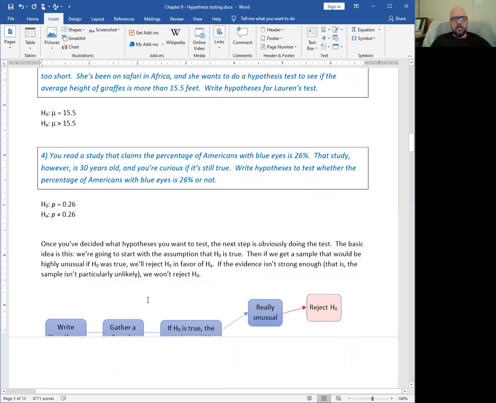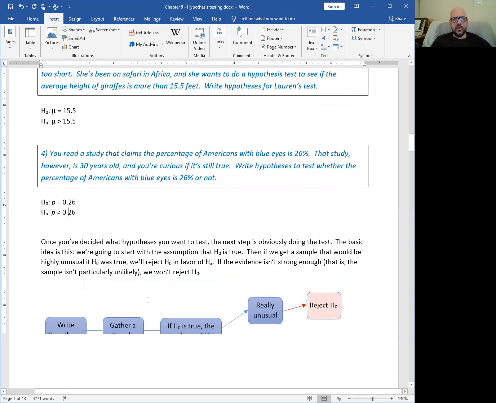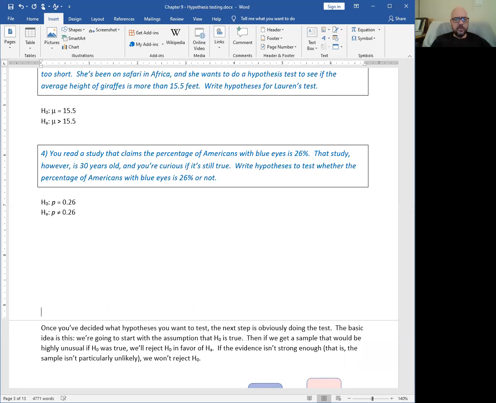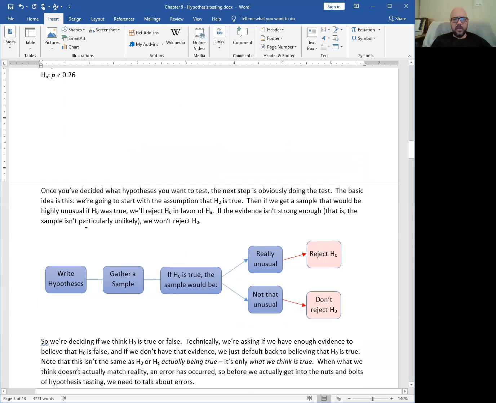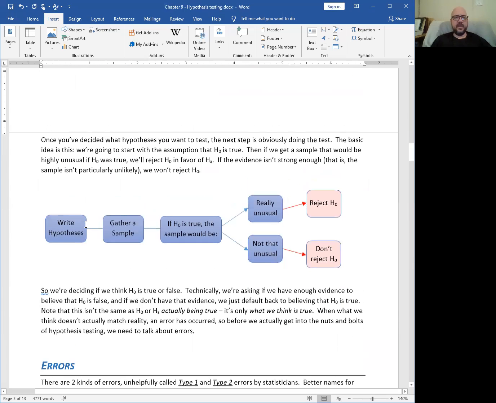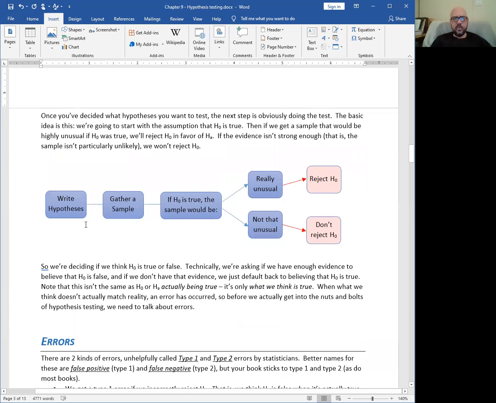All right. I want to explain what we're doing, like how this works basically, which we'll do right here. And then I think I'll end the video there. Yeah. This is a good place to end it. All right. So here's the basic idea. Basic idea goes like this for every hypothesis test.